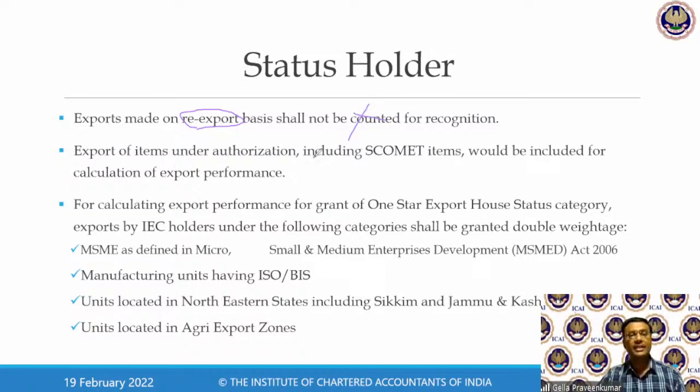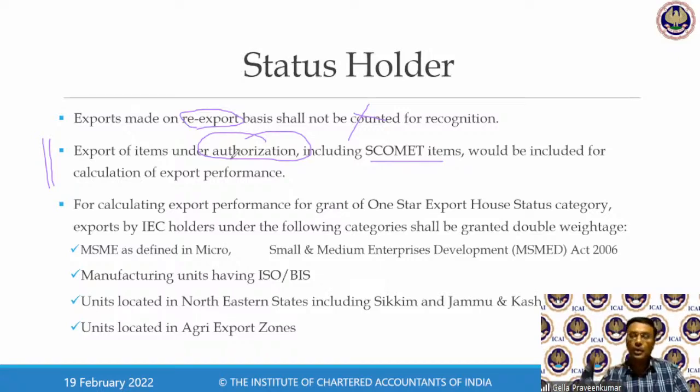Export of those items which are under advance authorization or including SCOMET items would be included for calculation of export performance. Like I said, deemed exports. When I say under authorization, my advance license or your DFIA, those cases also will be taken into consideration.